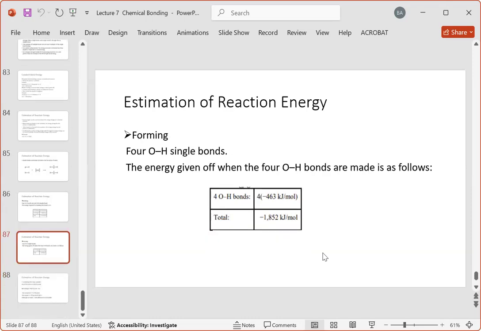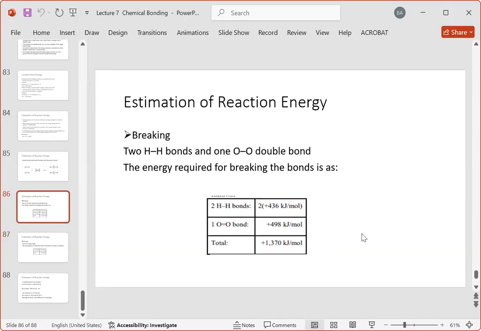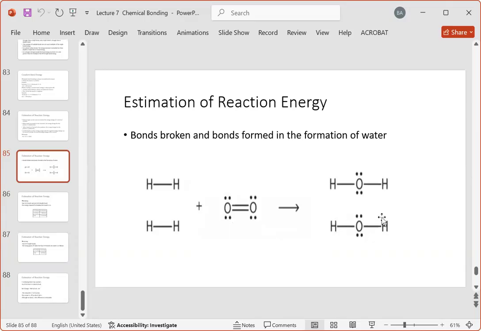When we come to the exothermic reaction, the bond formation, then we have 4 oxygen-hydrogen bonds. Why? Because you go here and you see it's 1, 2, 3, 4.